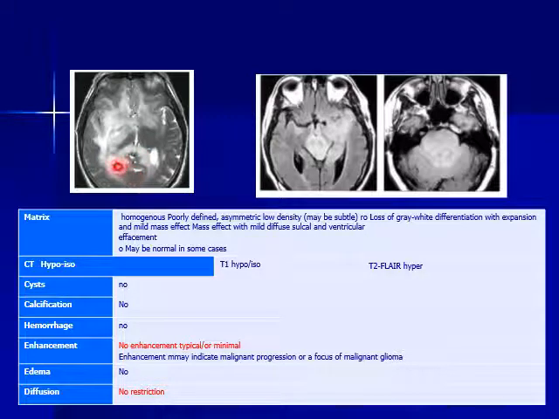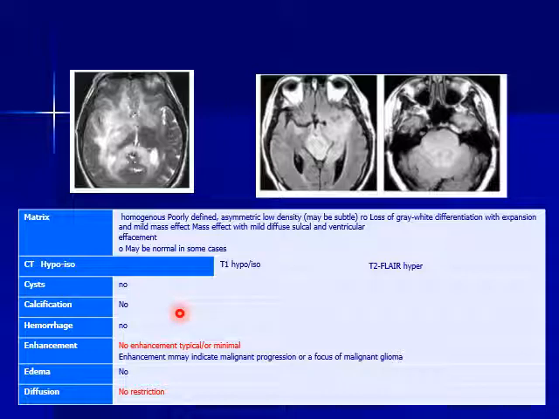This is a pattern involving the frontal, temporal, corpus callosum, and the basal ganglia. Here, involving the temporal lobe and the brainstem. As you see, it causes expansion. Here, it is involving the pons and the cerebellum. It causes enlargement and expansion of the affected site.